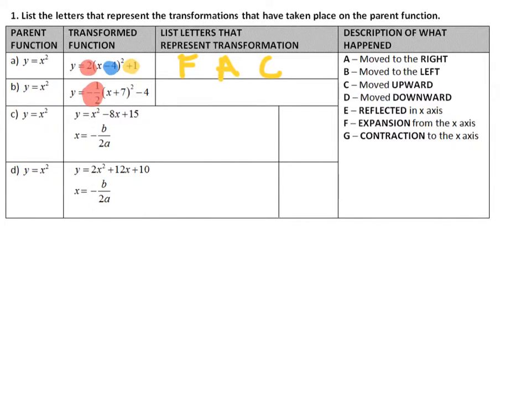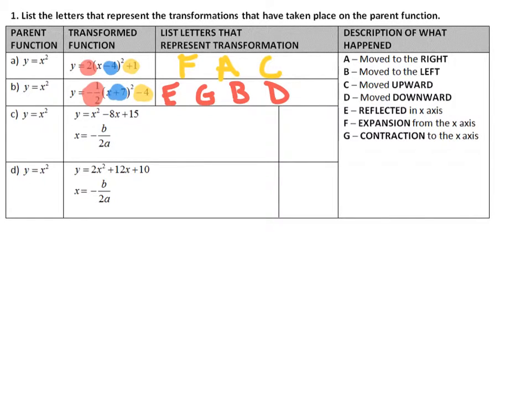Let's try that again. There's a -1/2, there is a +7, and there's a -4. So the -1/2 will reflect things. So let's pick E. The 1/2 will contract things. Let's pick G. The x plus 7 goes left, so there's a B. And the -4 goes down, so there's a D there.